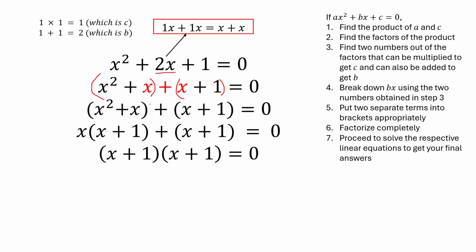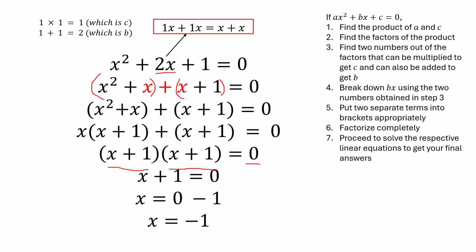When you get here, you now have two groups, and these two groups are equal to 0. Usually, you pick the expression in each bracket and equate it to 0, and then you get a value of x. But in this case, the expressions in the two brackets are the same, so you just pick one of them and solve the linear equation. Then that's going to give you x equals -1.